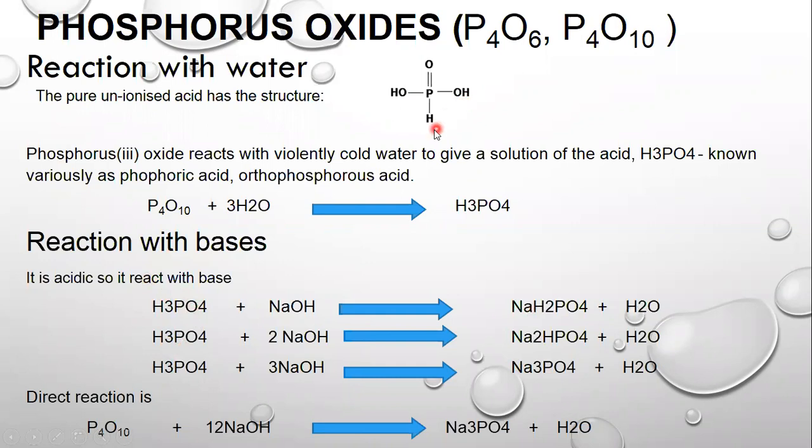First, one hydrogen of the acid is removed and the product is NaH2PO4. Second hydrogen is removed and the formula is Na2HPO4, and in the last step all three hydrogens are removed with the formula Na3PO4. The direct reaction between P4O10 and NaOH is also possible, and the products are the same. Either it reacts with the acid or by direct reaction.